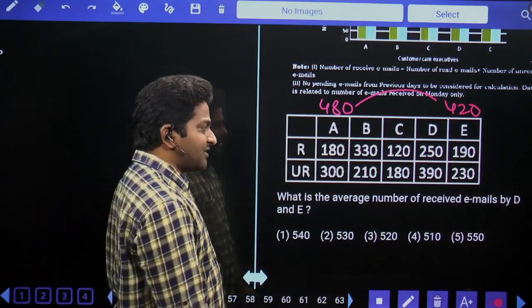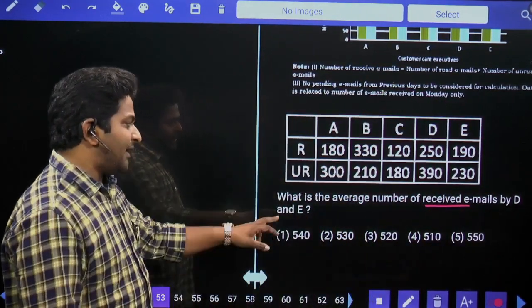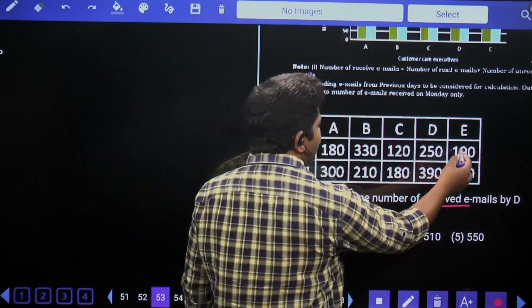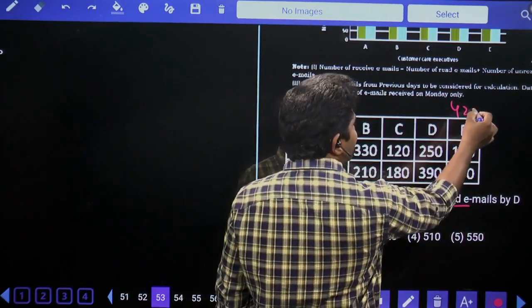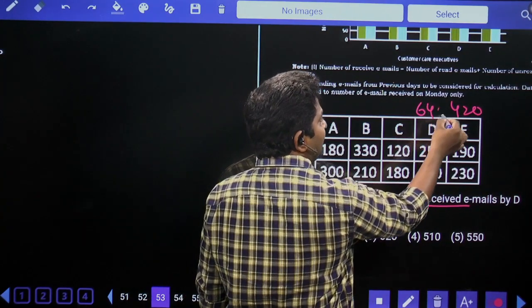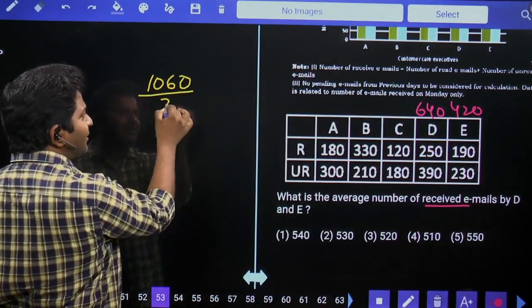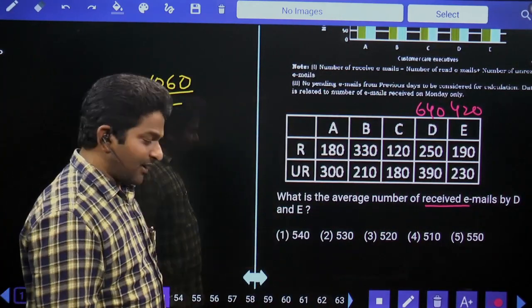What is the average number of received emails by D and E? E we already calculated and it was 420, and D is 640. Total it is 1060. We were asked to calculate the average, that is 530, second option answer.